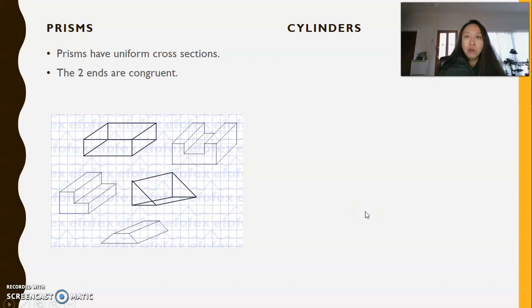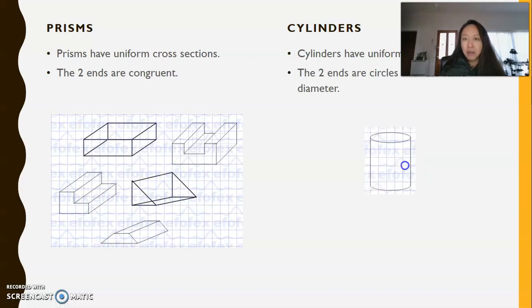If we look at cylinders, we know that cylinders have uniform cross-sectional areas as well, and that the two ends are circles with the same diameter. This is one sample of a cylinder, but they are practically almost the same.